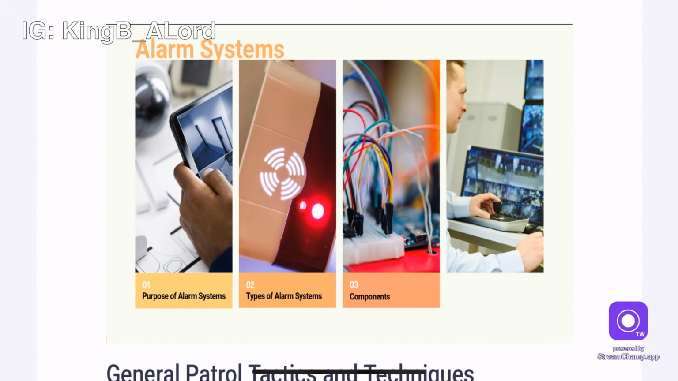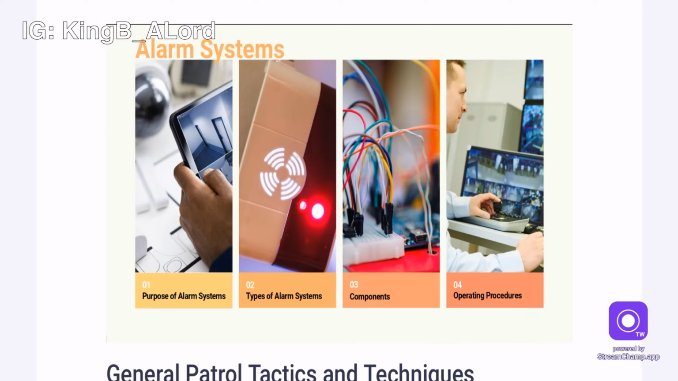Components of alarm equipment. Alarm systems consist of several key components that work together to detect, transmit, and respond to alarm activations. Sensors are devices that detect specific events or conditions, such as motion, heat, smoke, or changes in environmental parameters. Transmitters facilitate the transmission of alarm signals to monitoring stations or designated personnel. The control panel or annunciator receives and processes alarm signals, providing audible or visual indications of alarm activations.